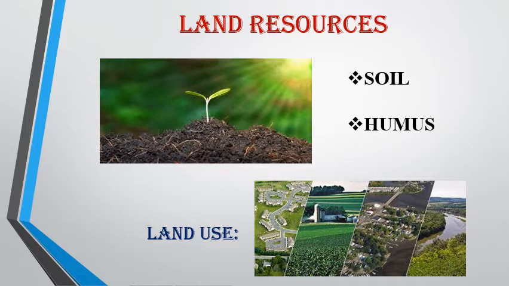Next point, students, land use. Land is used for various purposes such as cultivation of crops, building of houses, construction of roads and railways, grazing of animals, establishing industries, and so on. So students, for many purposes we are using land. This is commonly known as land use pattern. The percentage of land used for various purposes varies from one region to another. So it is referred to as land use.